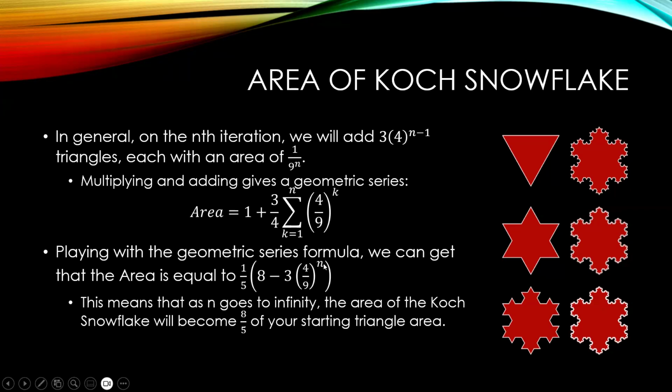If we let n go to infinity, this term disappears, and we're left with an area of 8/5. So if we start with an area of 1, our final area is going to be 8/5. Whatever our starting area is, we're going to end up with 8/5 of that starting triangle area. That's fun.